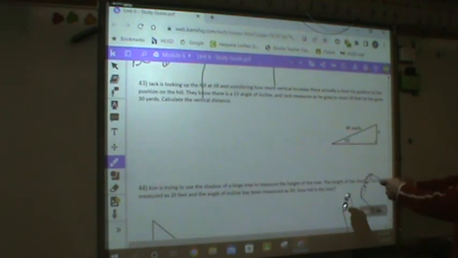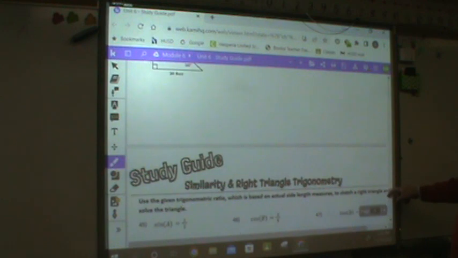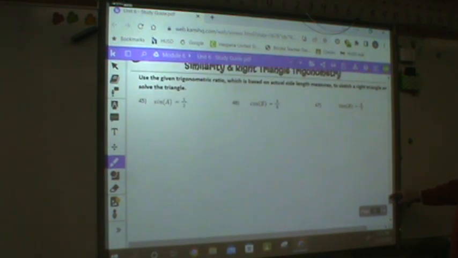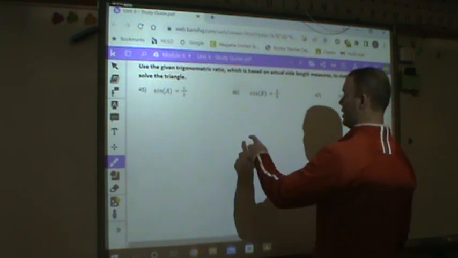43 and 44, you have multiple examples in your book on that as well. They give you the diagram. You don't have to draw it. It's already there. You should know how to do that. That's repetitive. 45, 46, 47, and I'm not going to cover 48.